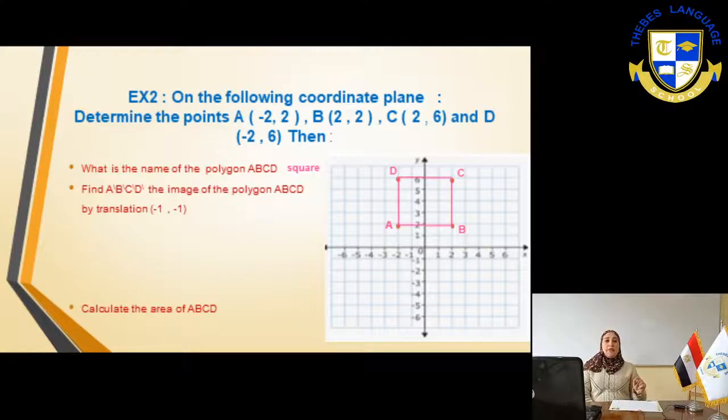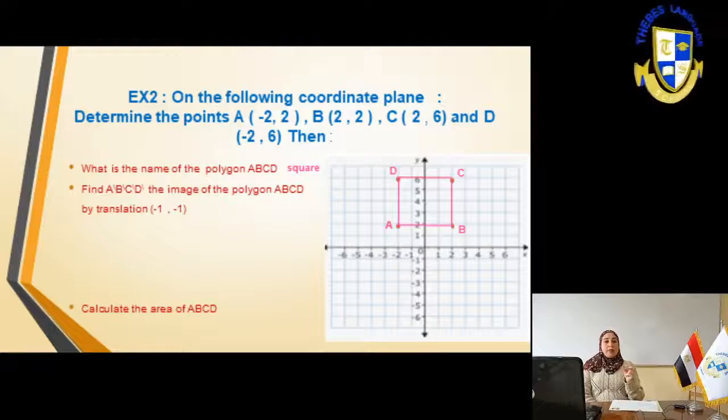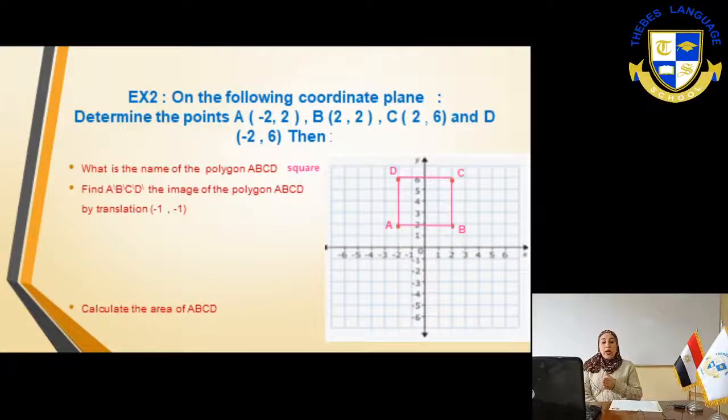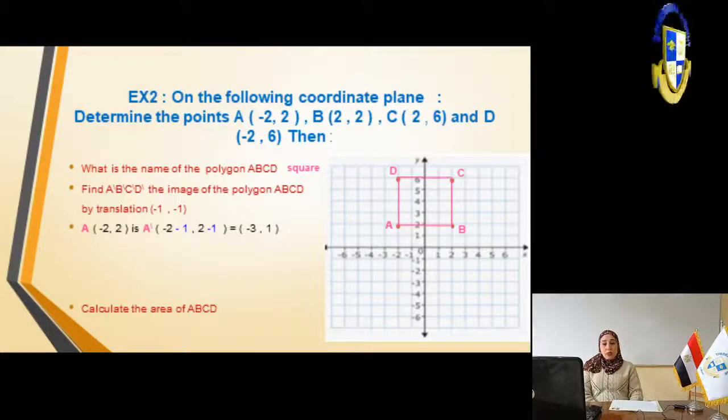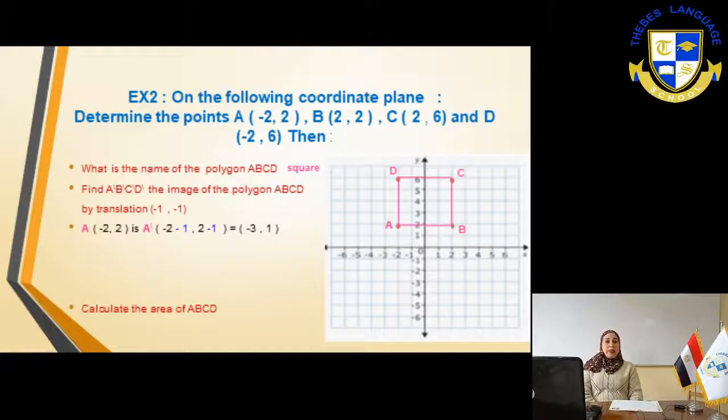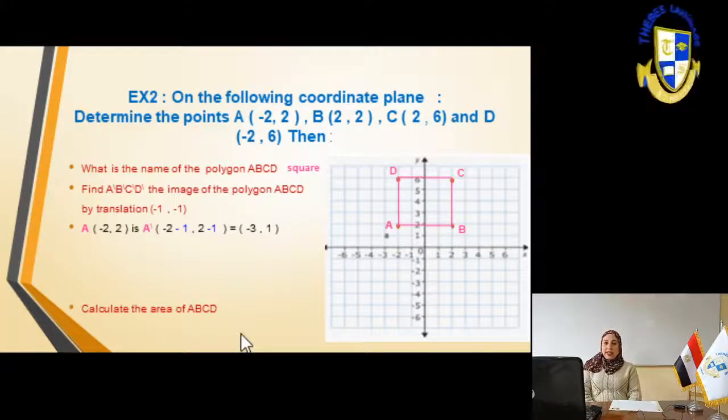Here we said, if I want to calculate the image, it must be the point plus the translation. So, A equals -2 and 2. To calculate A dash, it will be -2 minus 1 and 2 minus 1. So, the answer will be -3 and 1. A dash equals -3 and 1. Start to plot A dash. Start from the x-axis, -3, and go up to reach the 1. Put the name of this point.